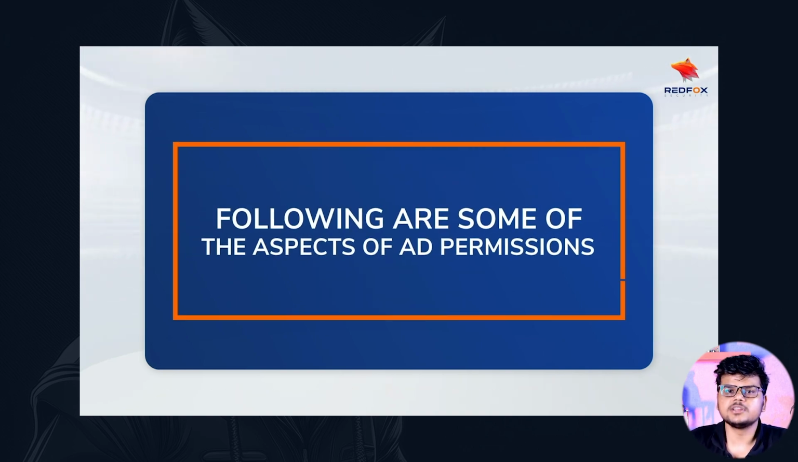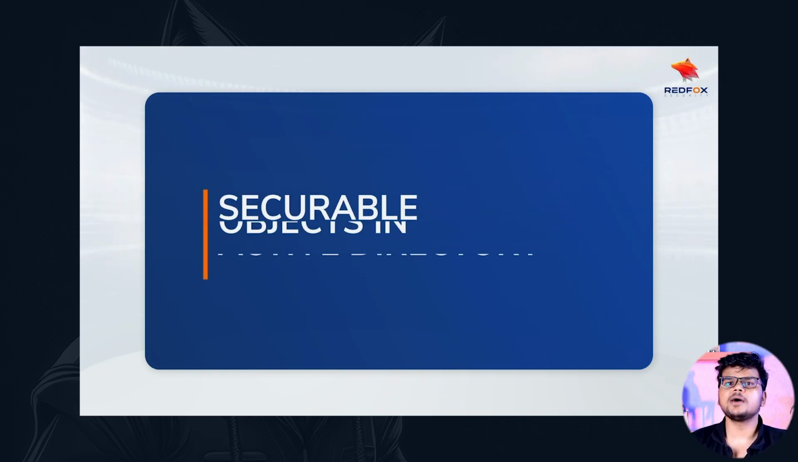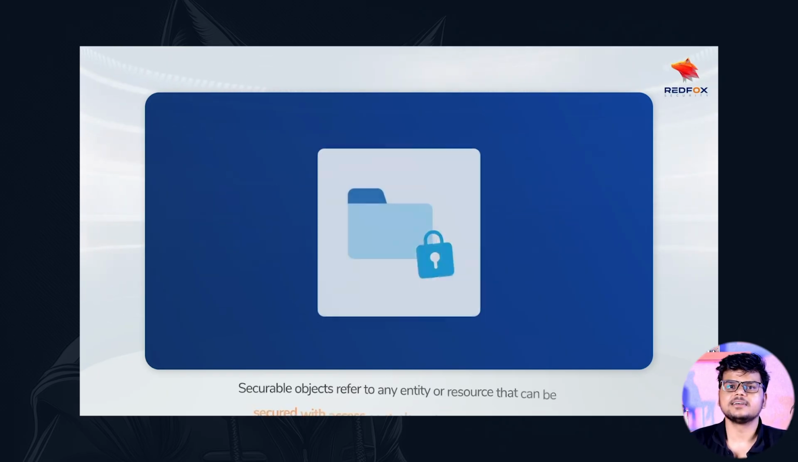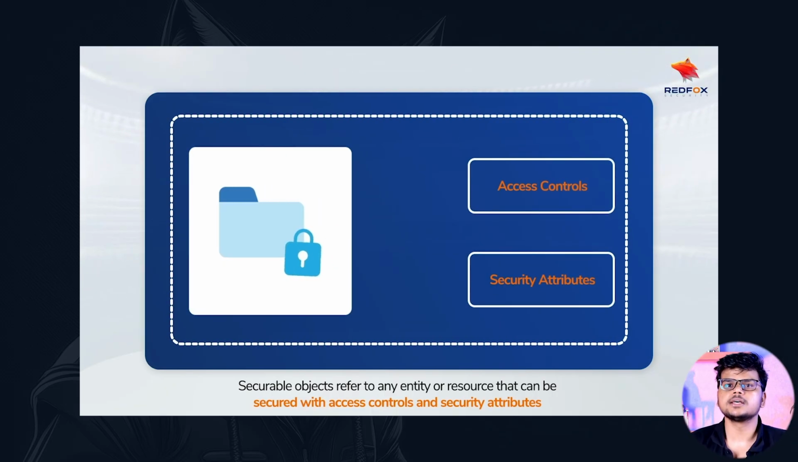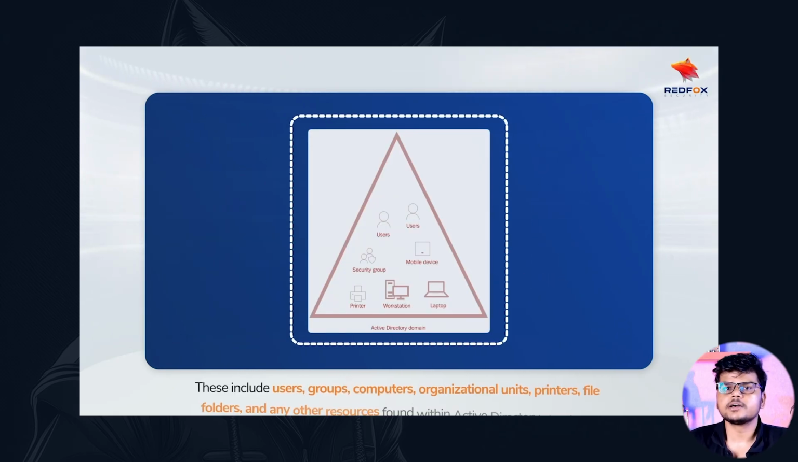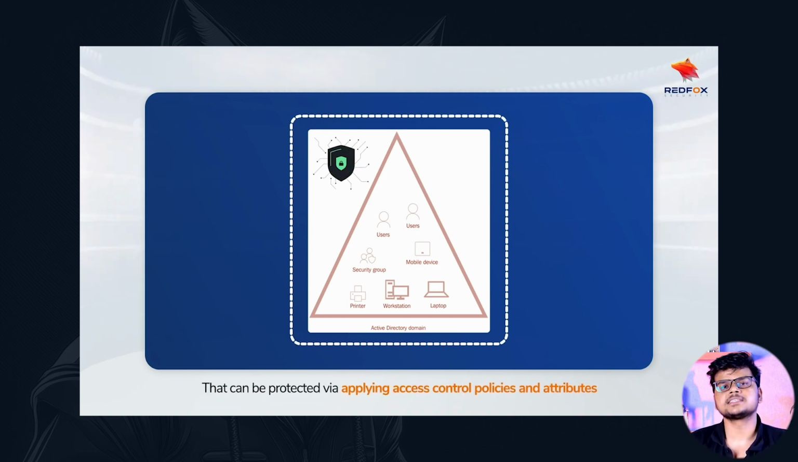Following are some of the aspects of AD permissions. First, securable objects in Active Directory. Securable objects refer to any entity or resource that can be secured with access controls and security attributes. These include users, groups, computers, organizational units, printers, file folders, and any other resource found within the Active Directory structure that can be protected by applying access control policies.